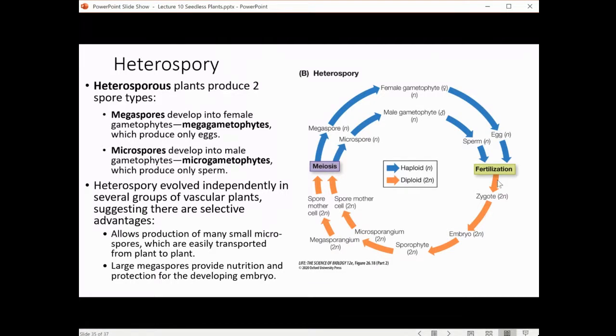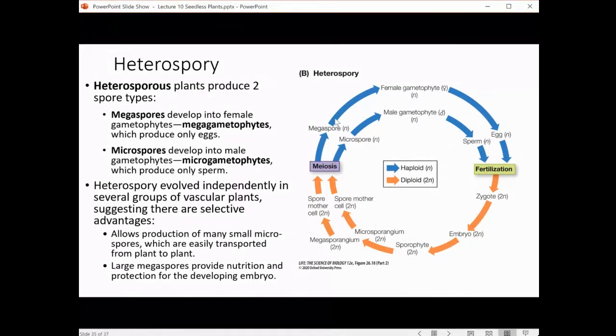Once you have fertilization, you go through the sporophyte phase. This is where you're diploid, developing the sporophyte. This is about growing and surviving. Once you get to that point, this is where you can develop through meiosis. You get haploid spores, but those spores are different. Some of them are going to be female, some of them are going to be male. In essence, egg, sperm.